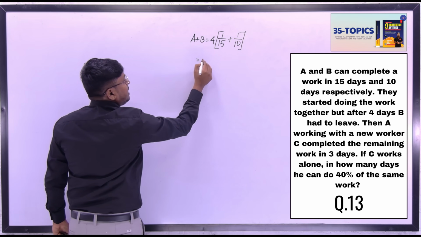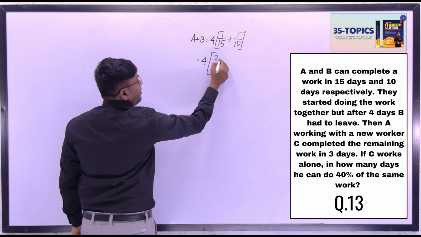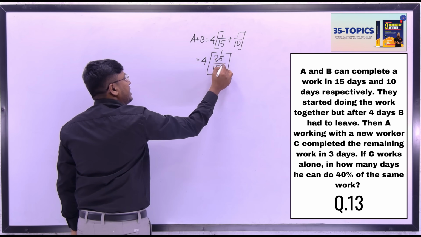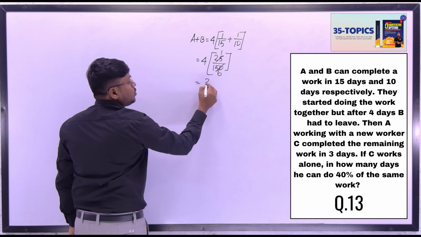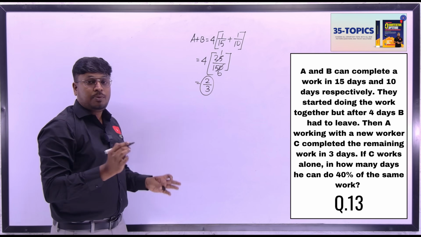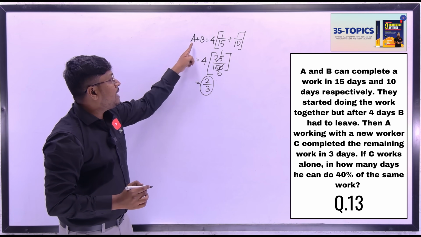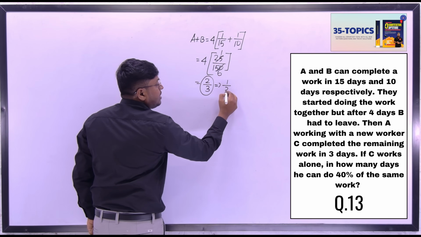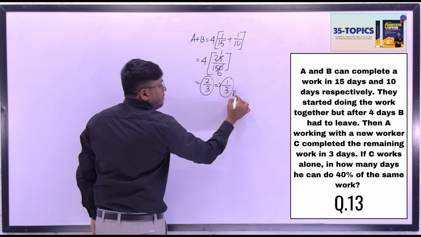So now we can take, this will be 25 divided by 150. So now 25 1 times, this will be 6 times, 2 by 3. So 2 by 3 is what? 2 by 3 is the work that was completed in 4 days by A and B. Then the remaining work will be 1 by 3. So 1 by 3 is the remaining work.